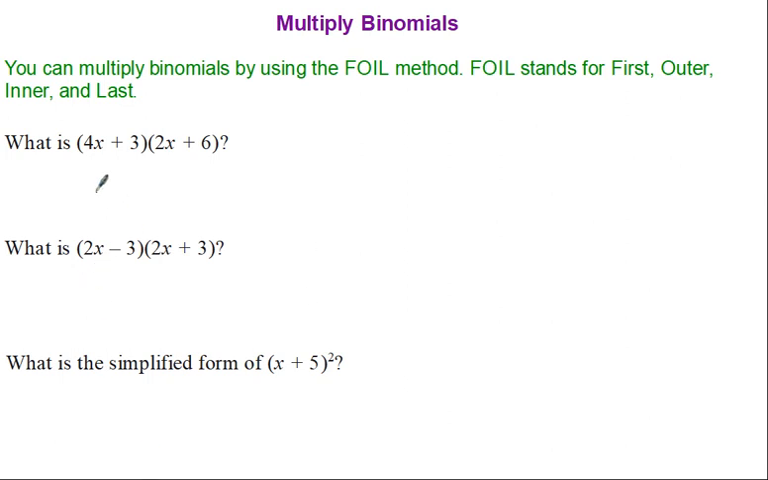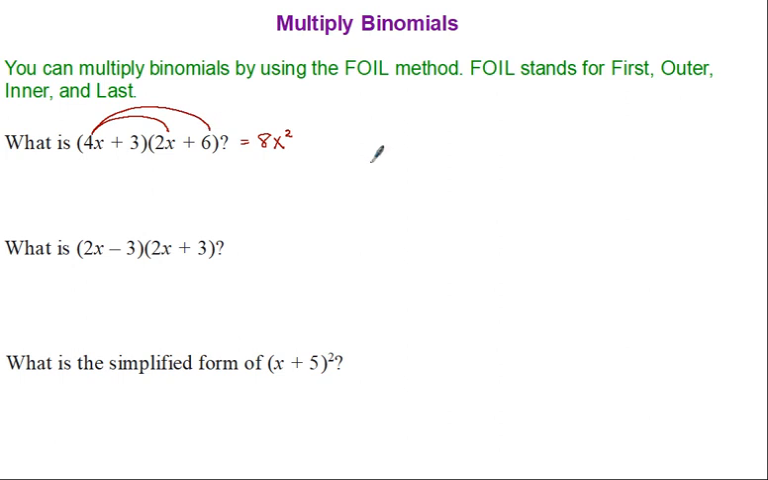We're going to start by multiplying 4x plus 3 times 2x plus 6. Now, these are binomials because each of these polynomials has two terms. Alright, so we're going to start by multiplying the first terms, which is 4x times 2x. This is going to give us 8x squared.